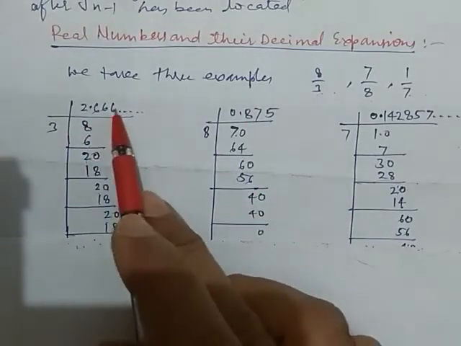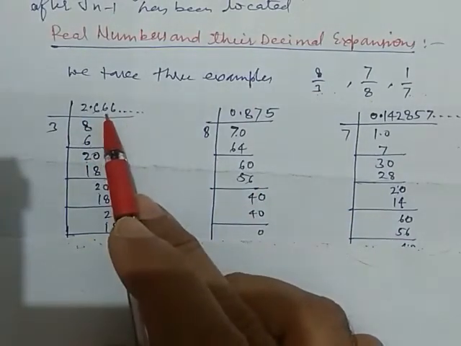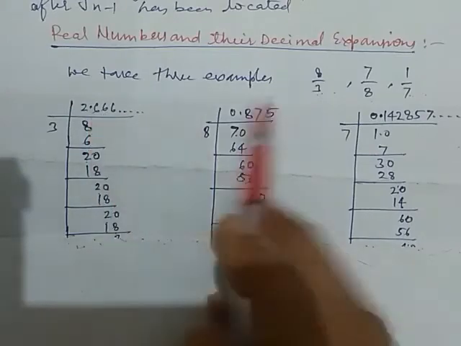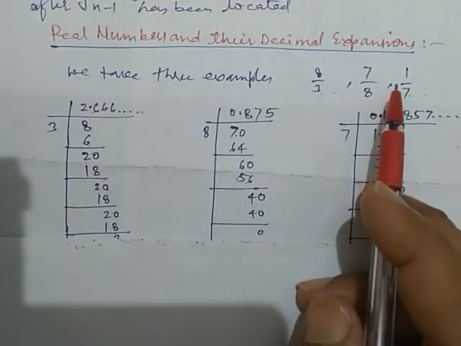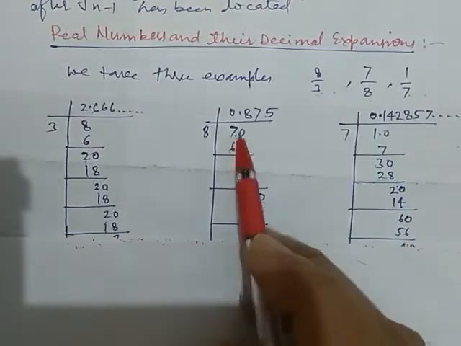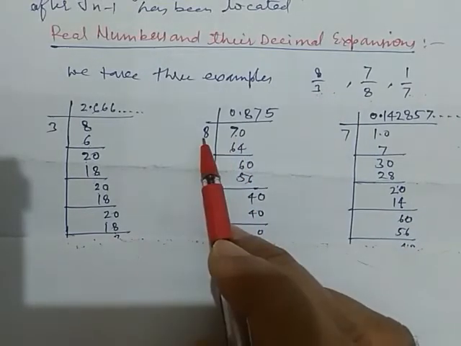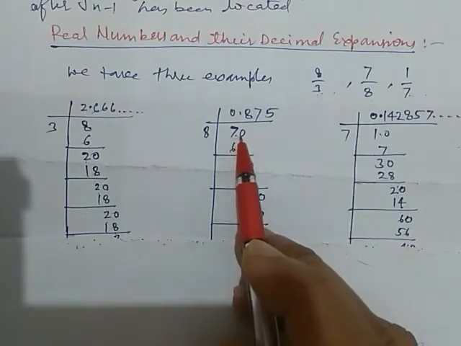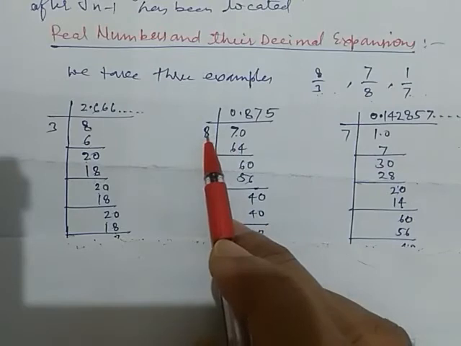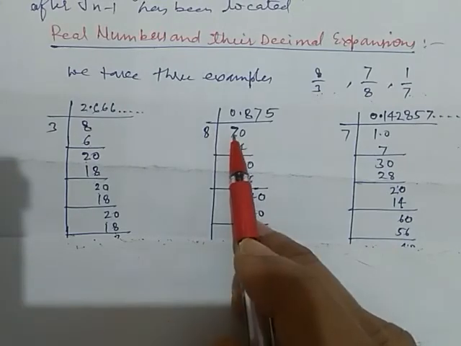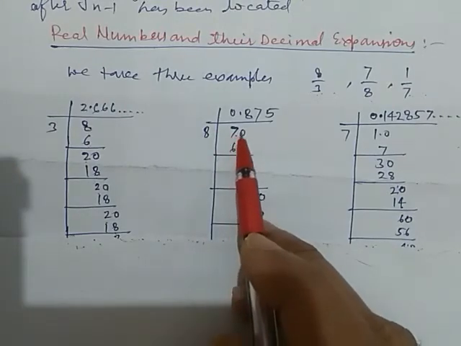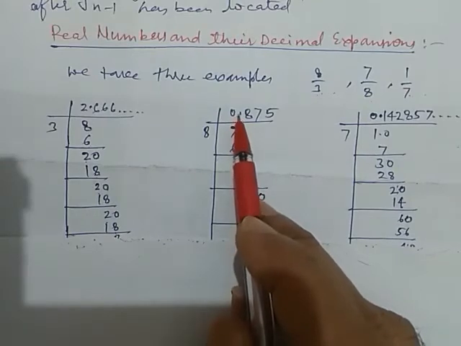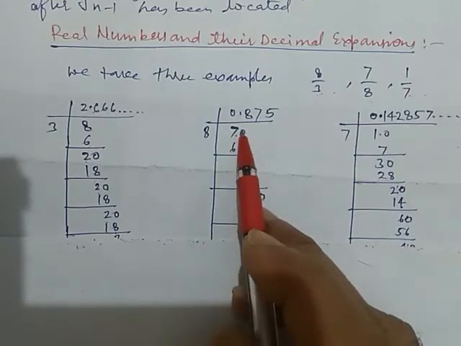So this non-terminating decimal is a rational number. Okay, now we take 7 by 8. This is 7 and this is 8. We divide 7 by 8. We can put a 0 here because 8 cannot divide 7. So we put 0 here and a decimal here. After putting the decimal, we can put 0 here.